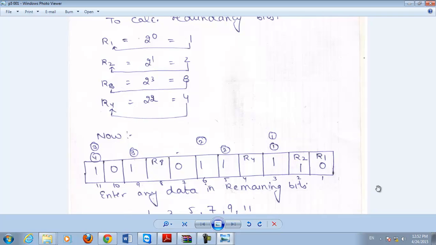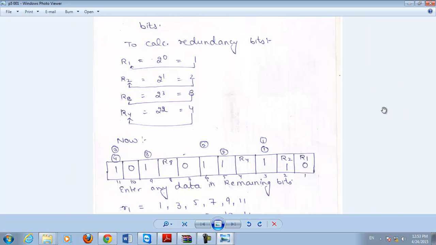We position all the bits, and R1 will be placed at the first location, R2 at the second position, R4 at the fourth position, and R8 at the 8th position. Because on these positions you have to add the redundancy bits to find out the errors in the data set.